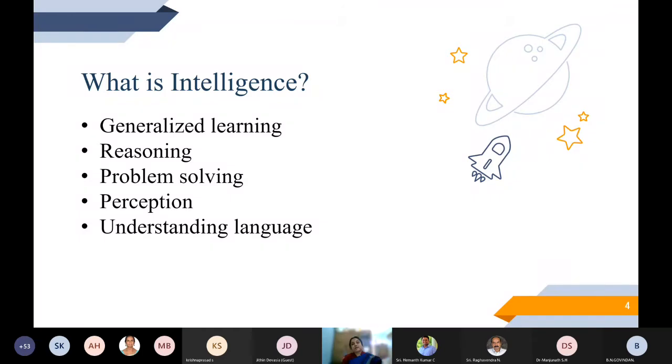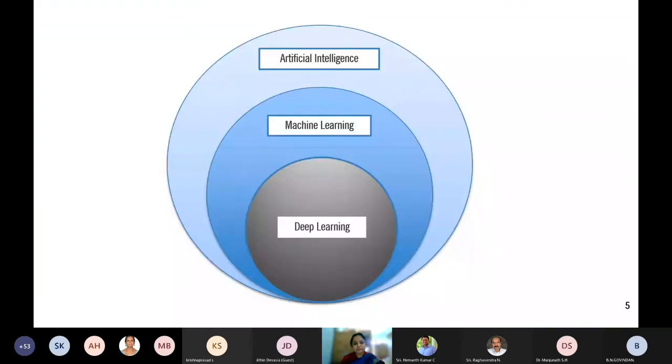So all these things contribute to intelligence. If I'm trying to create an artificially intelligent system, then these are the things that I'm trying to put in that particular system. That is, I'm trying to make it learn, reason, solve a particular problem, have a perception, or understand language. A few systems can have one or two of them, or it can have all of them. I would be talking about the levels of AI in the next few slides. So that's intelligence for you.